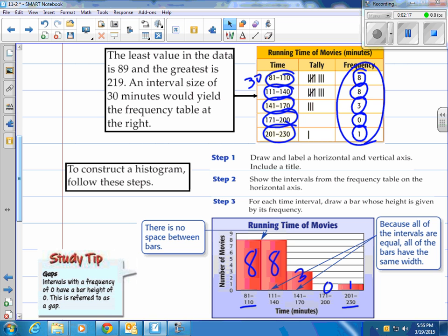And there is no space between the bars. Notice how the bars are connected there. And then because all the intervals are equal, all the bars have the same width. And then our study tip also says intervals with a frequency of 0 have a bar height of 0. This is referred to as a gap. So we have a gap in our data there, so we leave a little gap there. So there's your typical histogram.